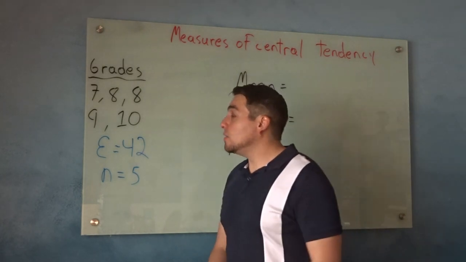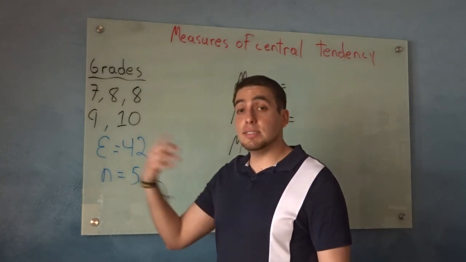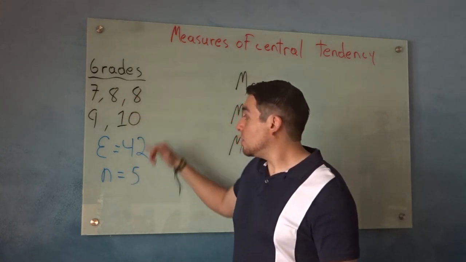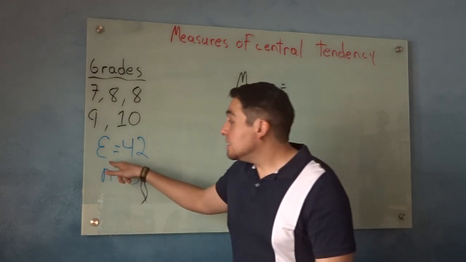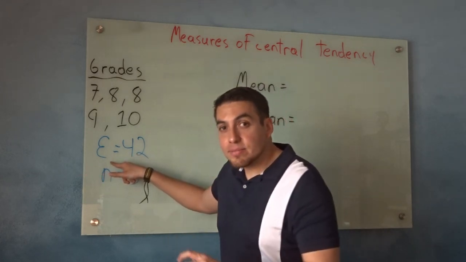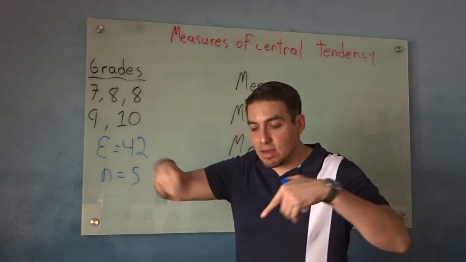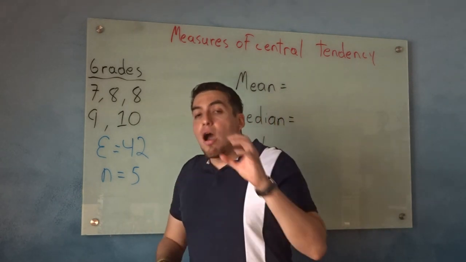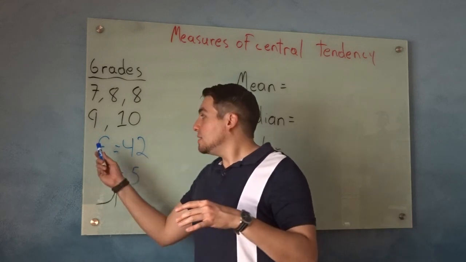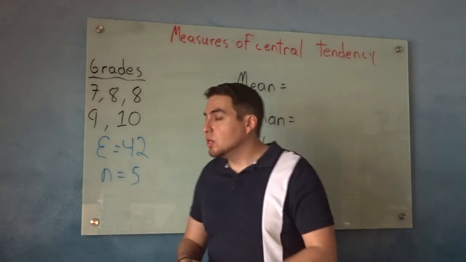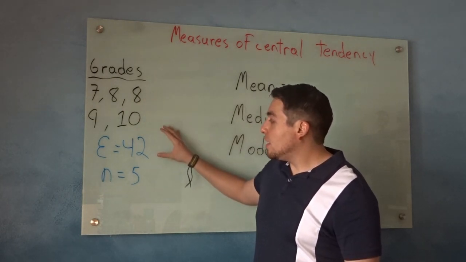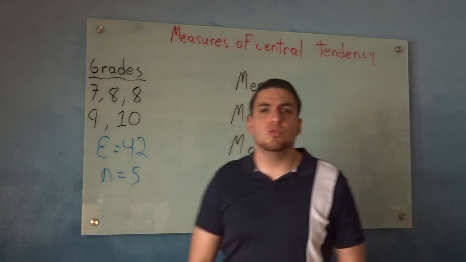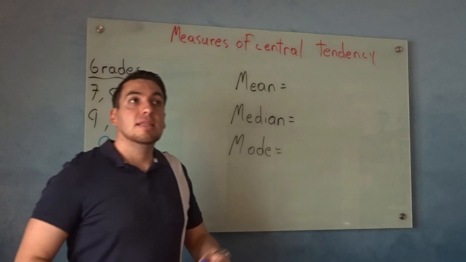Let's say that we, again playing with numbers, have a test and we have five grades: 7, 8, 8, 9, and 10. What you do is add up all the numbers. You want to remember this Greek letter is called sigma. When you see that, it means sum of, which means that you're going to add up all the numbers. So 42, when you add all that. And n, remember, is for sample size. In this case, we have 5 scores, so a sample size of 5. Super simple stuff.